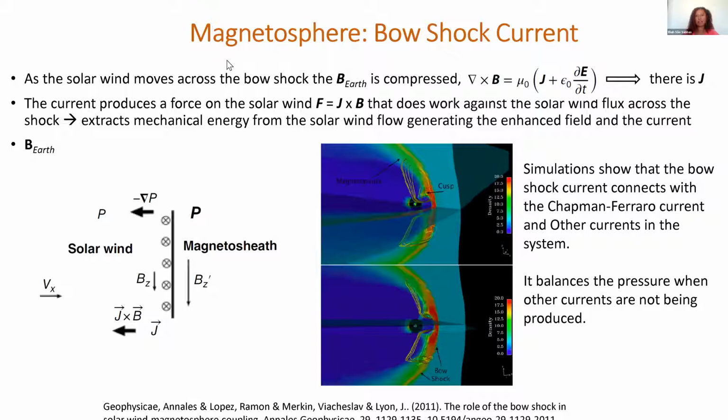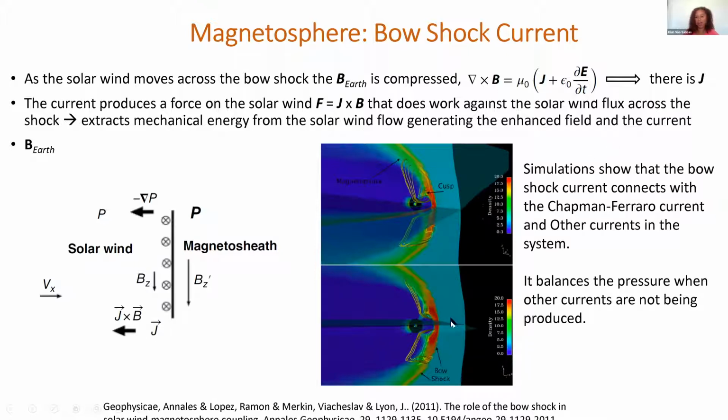And the last current that I will talk about is the bow-shock current. It happens as the solar wind comes across the bow shock. The magnetic field of the Earth is compressed. We have a curl in the magnetic field, and the curl of the magnetic field creates current. So this current produces a force on the solar wind. It will produce a force pushing the solar wind back, and does work against the solar wind flux. And in this way, it extracts mechanical energy from the wind, generating enhanced fields and currents.